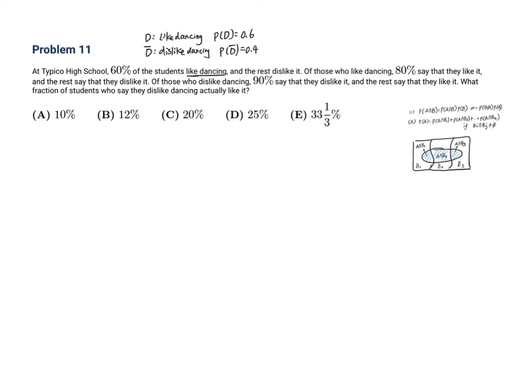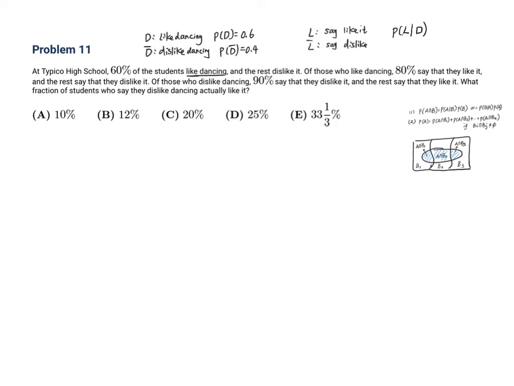Let's continue to read. Of those who like dancing, in other words, we are already given that the people we are looking at are from this group, like dancing, 80% say they like it. So I'm going to use L to represent say like it, which means L bar will say dislike it. When you see "of those who like dancing," that means we already know that this group of people are coming from the like-dancing group, and then they say like it.